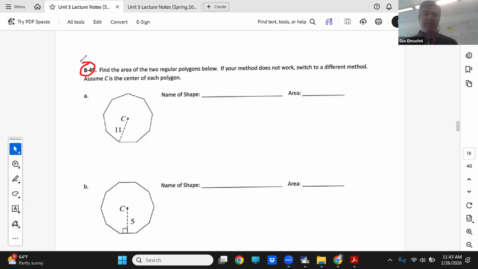All right, guys, let's move on. 8.49. Find the area of the two regular polygons below. If your method does not work, switch to a different method. Assume C is the center of each polygon. So let's count the number of sides: 1, 2, 3, 4, 5, 6, 7, 8, 9. Okay, we got a nonagon.